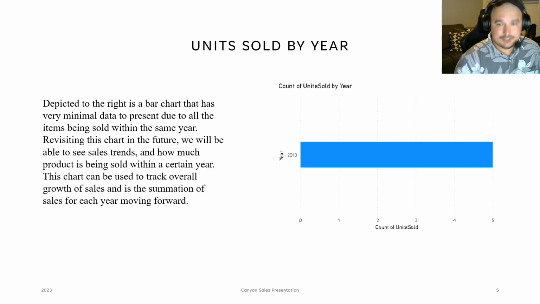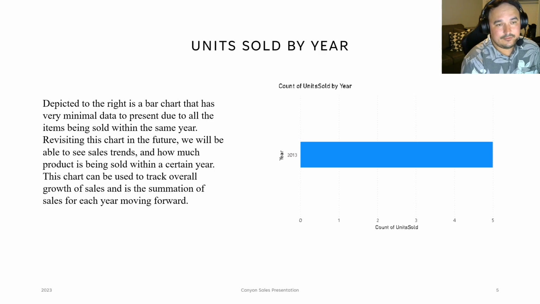And very much the same for this one as well. The only data we were able to receive was that from a single calendar year. But in the future, you should be able to see more data presented here. So depicted to the right is a bar chart that has very minimal data, just due to the amounts of units that were sold in a single year and the time frame.